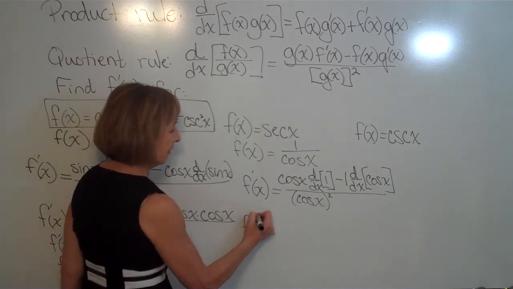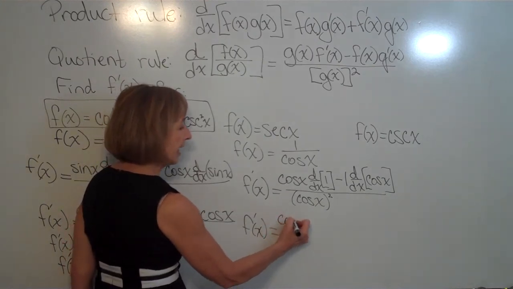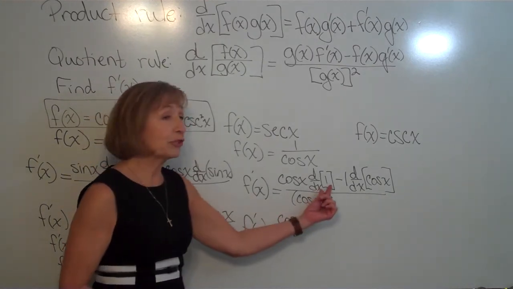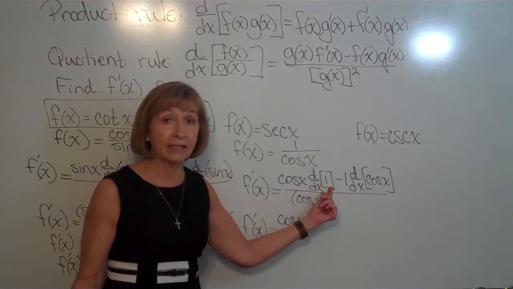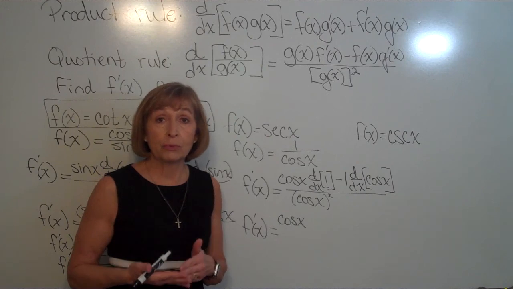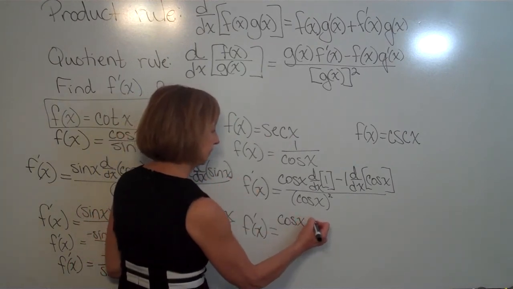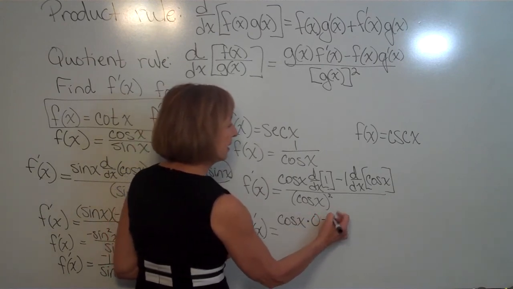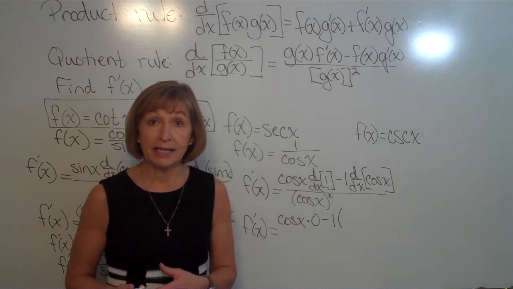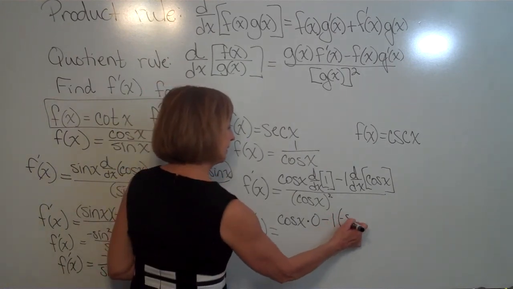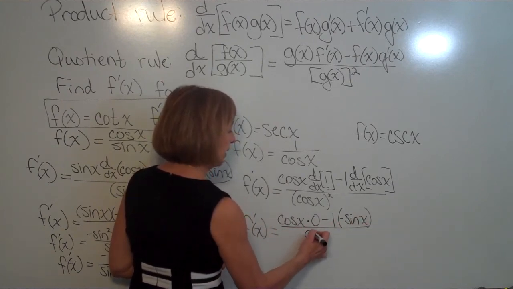So now I have for my derivative f prime of x, it's equal to, well, cosine x times the derivative with respect to x of 1. Well, 1 is a constant with respect to x. 1 is a constant. And so the derivative of a constant is 0. And then minus 1 times the derivative of cosine x, and the derivative of cosine x is negative sine x. All over cosine squared x.